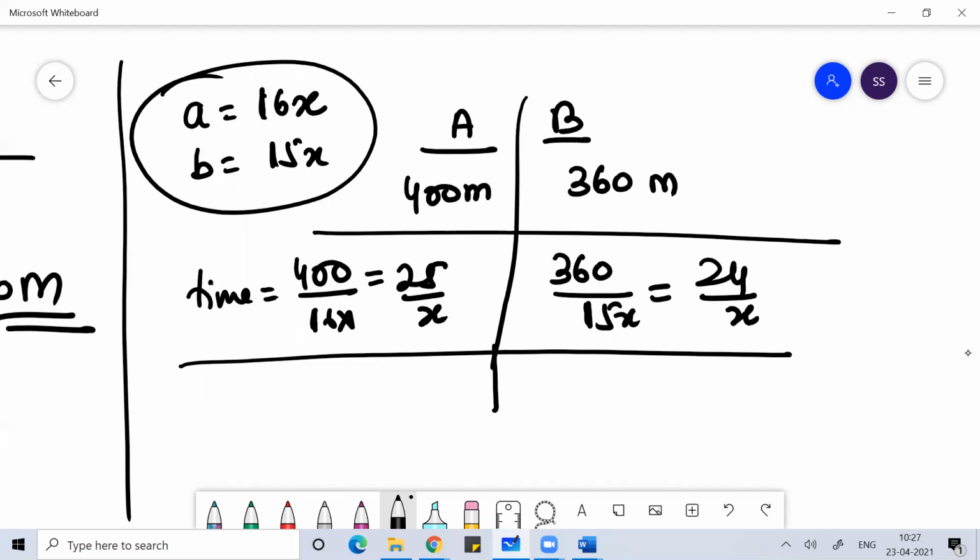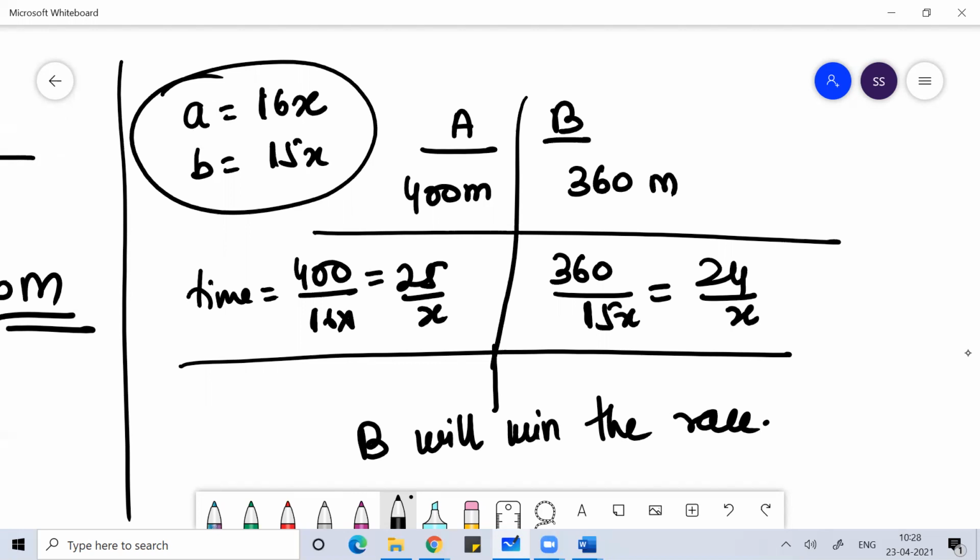So now there's another race happening between A and B where A is supposed to run 400 meters and B is supposed to run 360 meters. Let the speed of A be 16x and the speed of B be 15x. So the time A is going to take will be 25 by x and B is going to take 24 by x, where x is any natural number. With this you can understand that B is taking less time, so B will win the race.